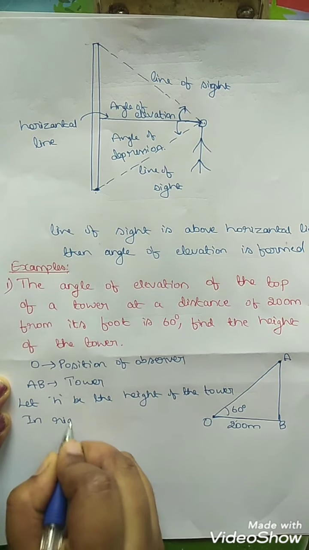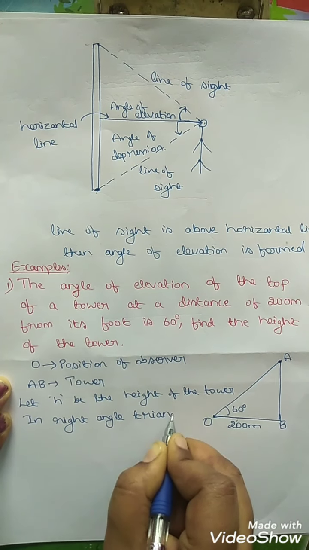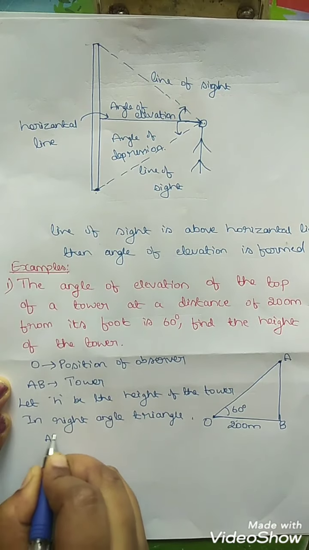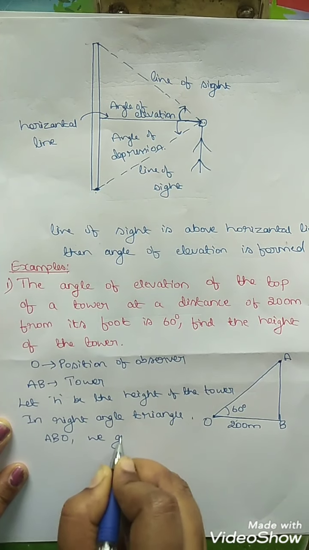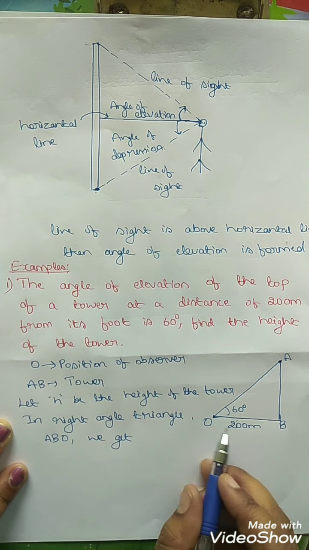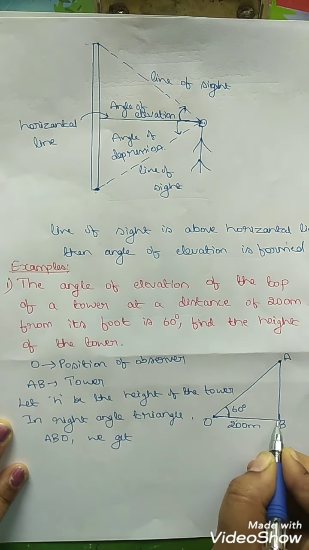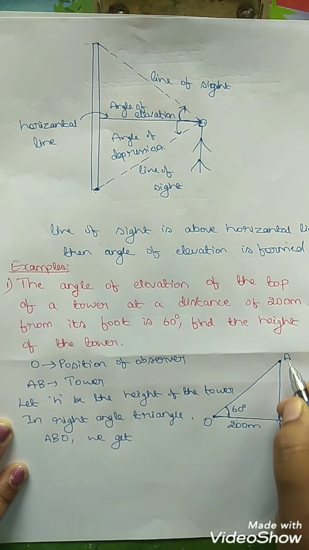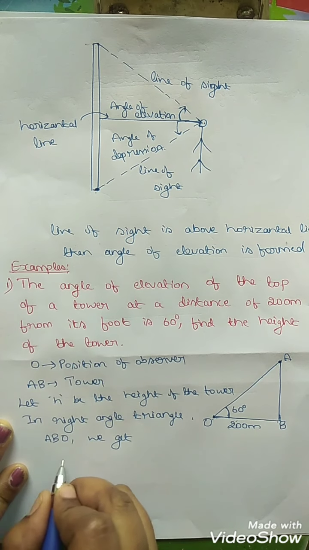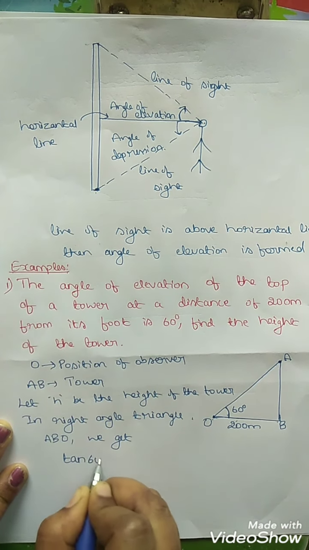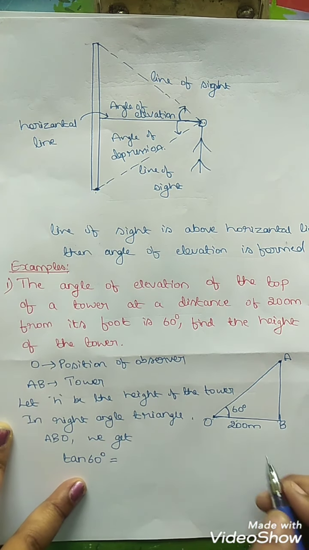In right angle triangle ABO, we get, see here, we know the trigonometric ratios. Okay, see here, this is the adjacent side, this is the opposite side, OA is the hypotenuse. Apply tan theta. Here theta is 60 degrees. Tan 60 degrees equal to, tan means opposite side by adjacent side.